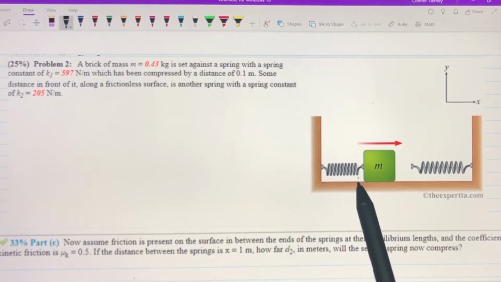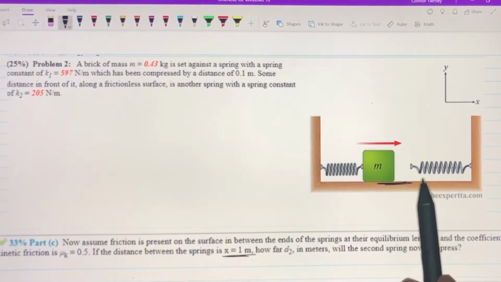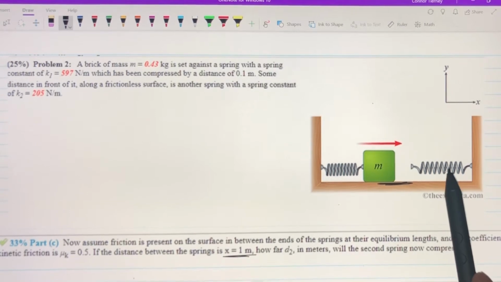of 0.1 meters. Some distance in front of it, which we find out to be 1 meter, so that's talking about the distance between the two springs, is another spring with a spring constant of 205 newton meters. So this spring has a spring constant of 205 newton meters.